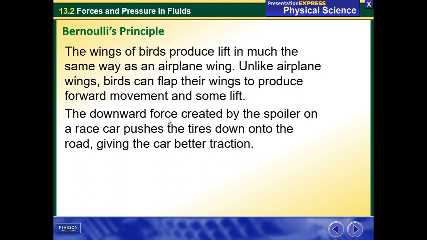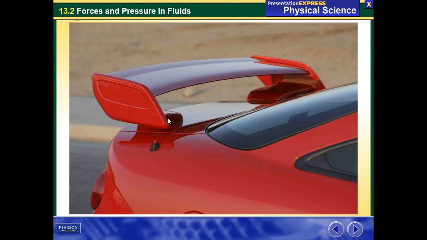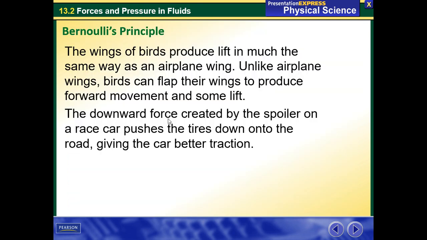Now, if you're anything like me, you might be like, what is a spoiler? This is an example of a spoiler on a car. So it says right here, spoilers are used to push down on the tires and give the car better traction. So how exactly does it do this?